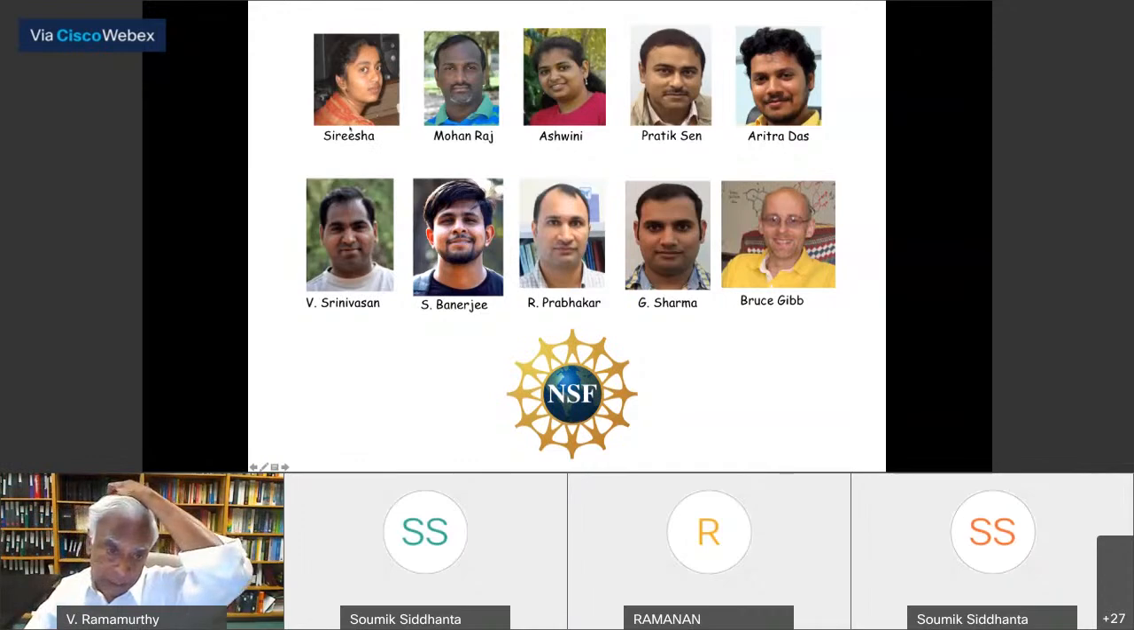Sirisha is one of three PhD students, the one who did the very early, very unusual observations. Mohan Raj and Ashwini finished a lot of the emission spectra. Pratik Sen, who is a faculty at IIT Kanpur, and Anitra Das, who is a PhD student, did all the time resolved spectroscopy. And Varada and Subhajit at IISER Bhopal did the computation.